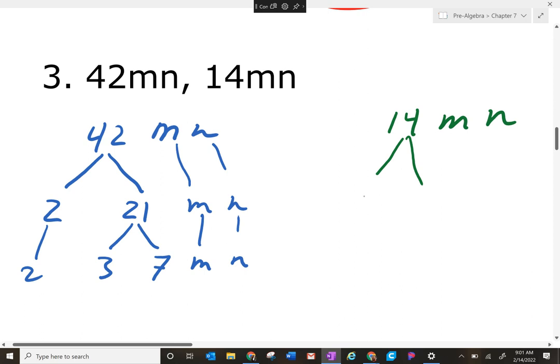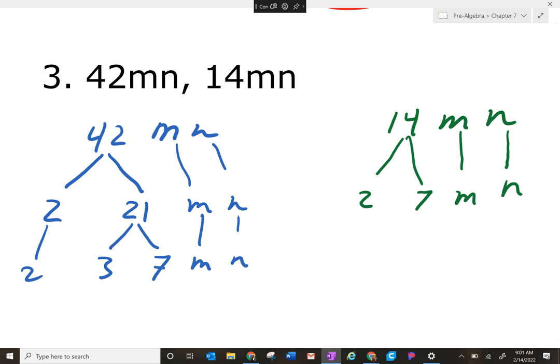Okay, I'm going to break down the 14. 14 will turn into 2 times 7. Can I do anything with this M? Just bring it down. Yeah, perfect. Anything with the N? Bring it down. Can I break up those numbers anymore? No. I'm at prime factorization. This one's good. This one's good. Now I need to see what they have in common.